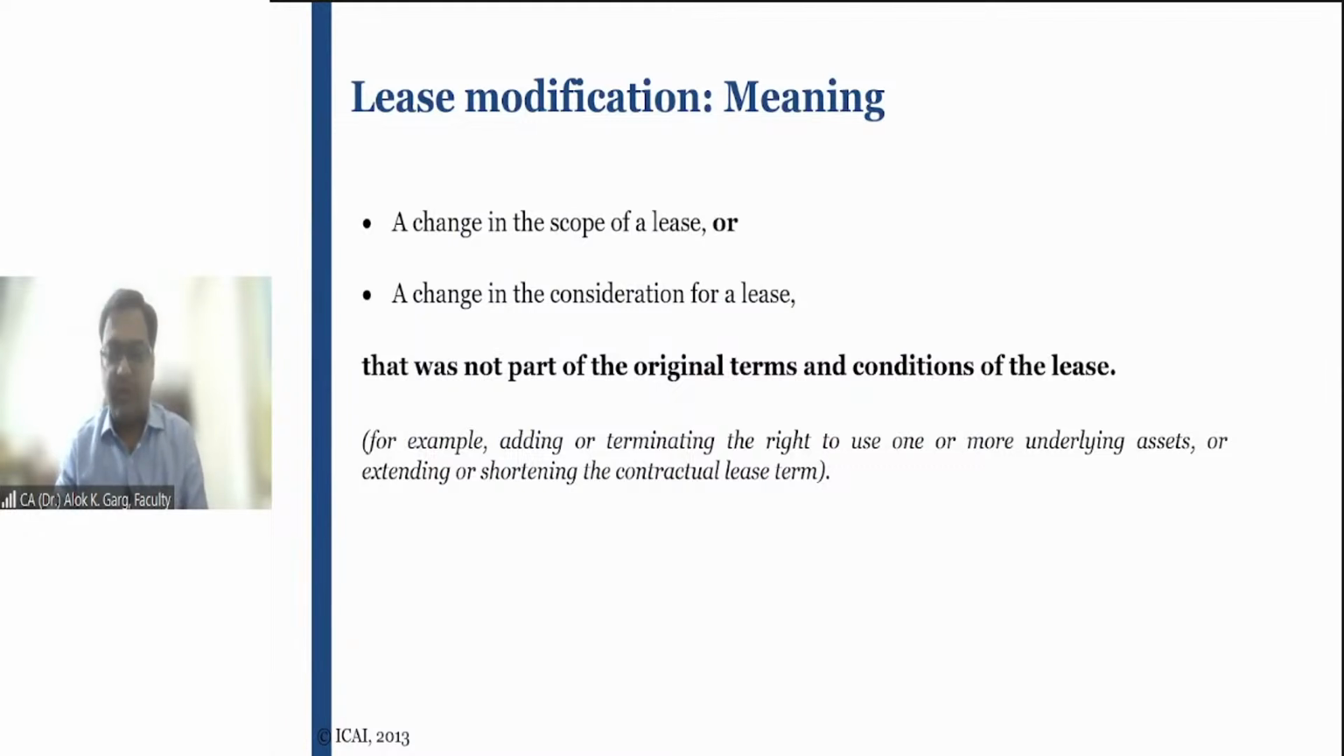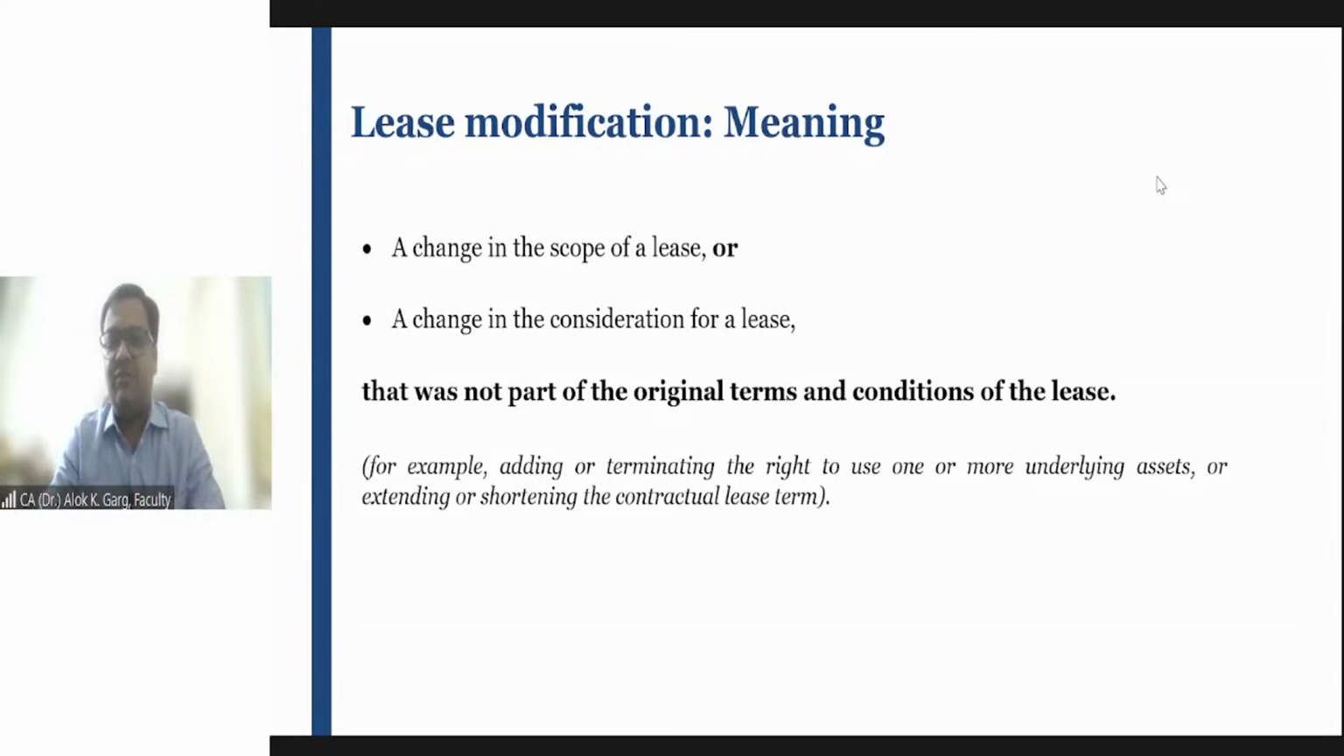Number one, lease modification. Number two, exemption with respect to right of use asset. Number three, lessor accounting. Number four, sublease concept. And number five, sale and leaseback concept. These 5 concepts are remaining as of now. So today we are going to start our discussion with lease modification.